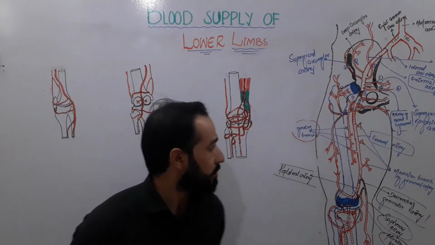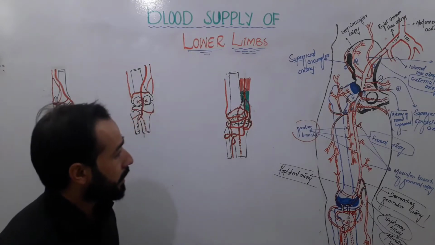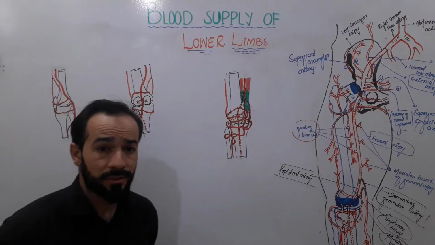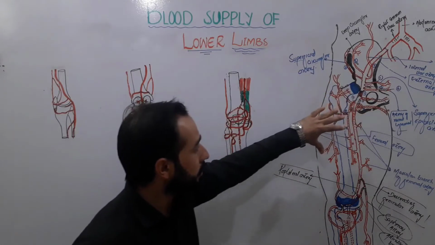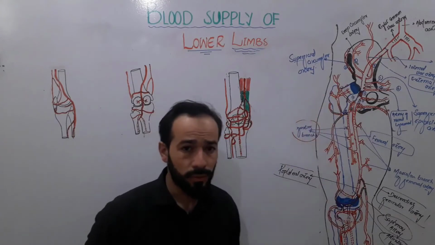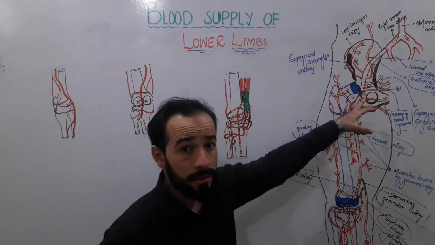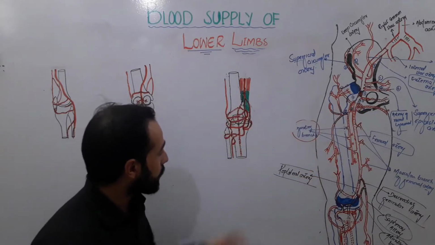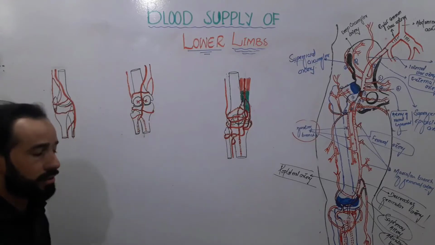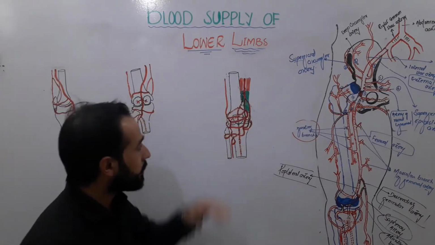Dear friends, as we are discussing the blood supply of the lower limbs, in the previous lecture I discussed the branches of the femoral artery. In the lecture before that we discussed the branches of the external iliac artery. Now moving further down, you can see I have drawn the knee joint here, and we will see the blood supply of the knee joint.